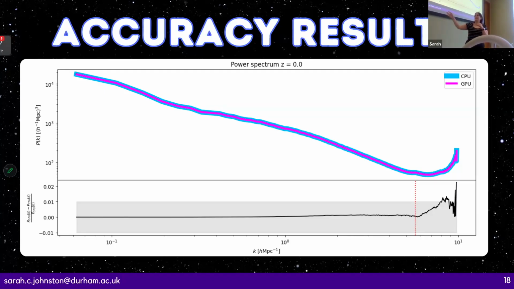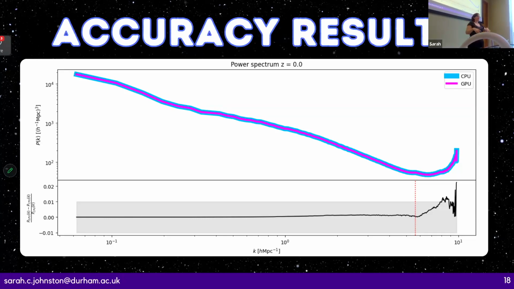And this is basically a plot to show what does the CPU one look like and what does the GPU one look like. And this is admittedly, I realise, presented slightly strange, but that's because they overlap each other basically perfectly. So the GPU can recreate exactly what the CPU is doing, which was a first major milestone ticked off.